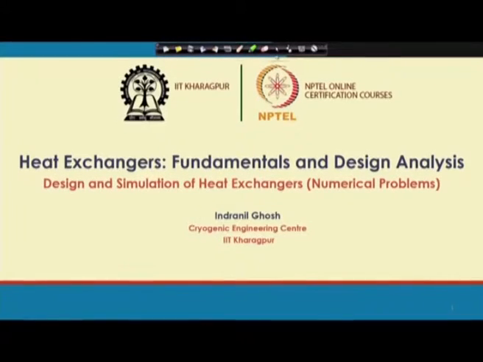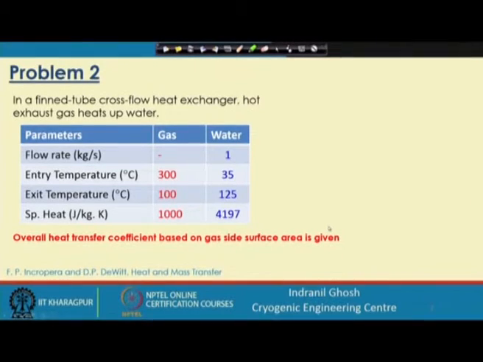Welcome to this lecture on the design and simulation of heat exchangers. In this lecture, we will try to solve some numerical problem. In the last class, we have solved some numerical problem and we will try to solve the same numerical problem with a different approach.